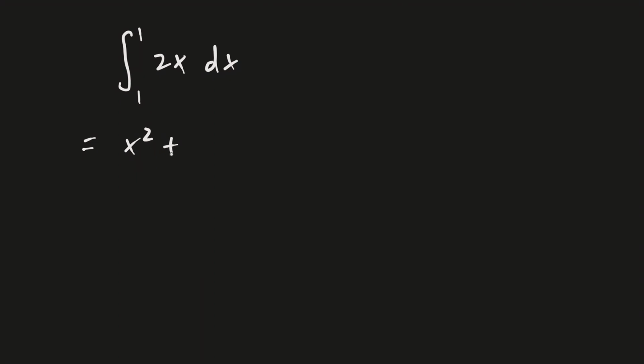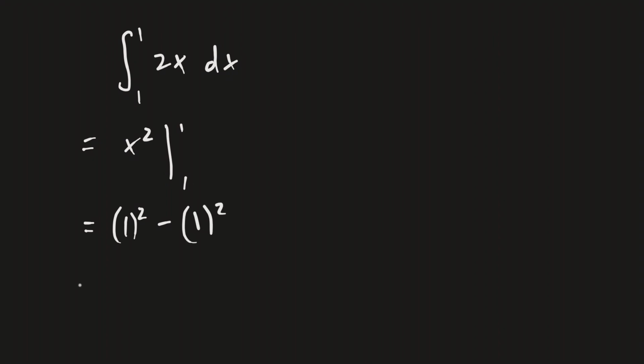Technically, we do need to add the plus c over here, but I won't add it because, as you will see, when we do the subtraction, the plus c and the other plus c will cancel out, so we don't need to add it. And this will be evaluated at 1 and 1. Now let's take this 1 and put it in for x. This is going to be 1 squared minus, again, 1 squared.